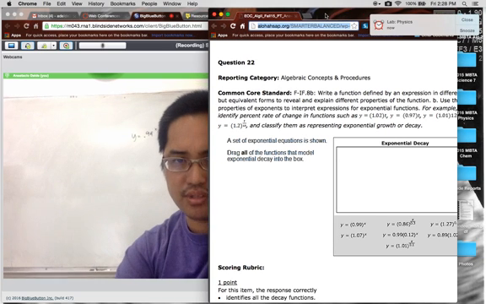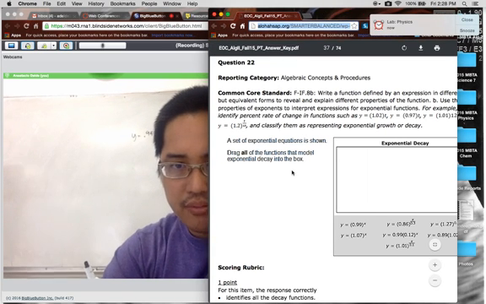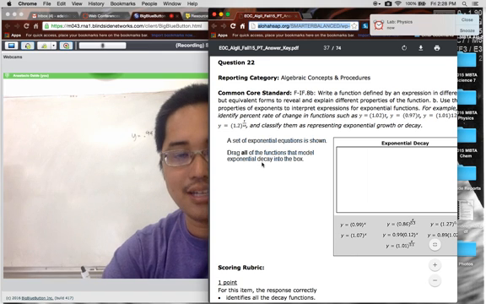Set of exponentials. Drag all the functions that model exponential decay into the box.